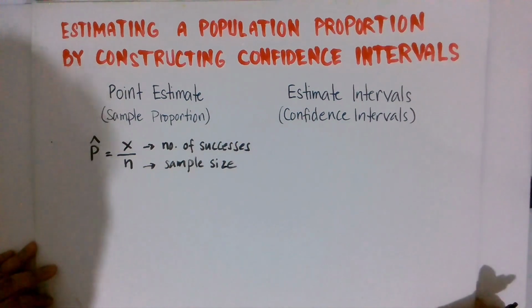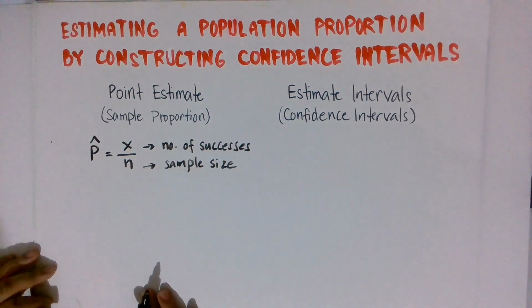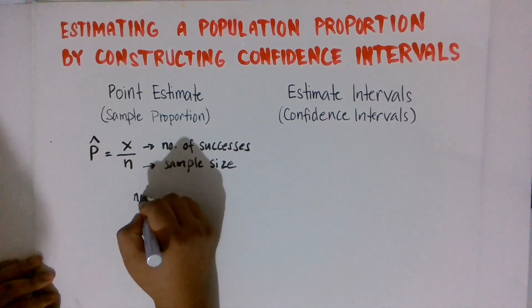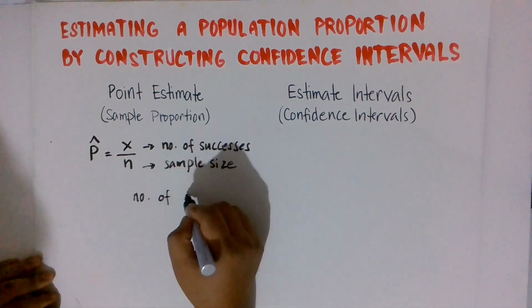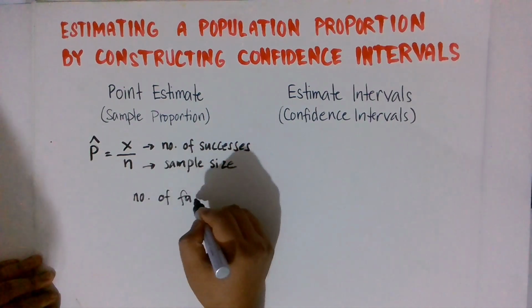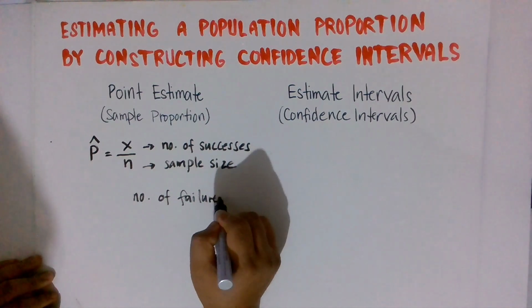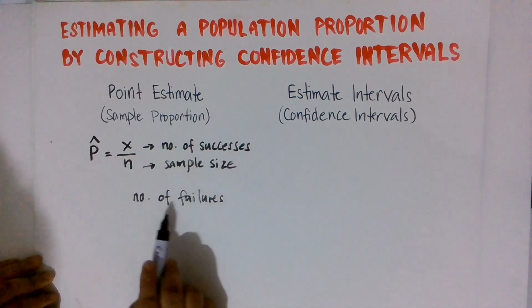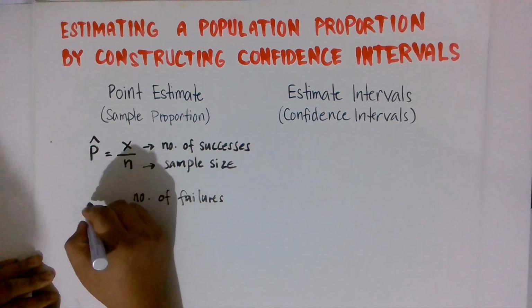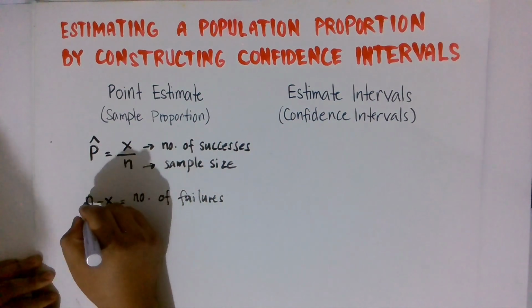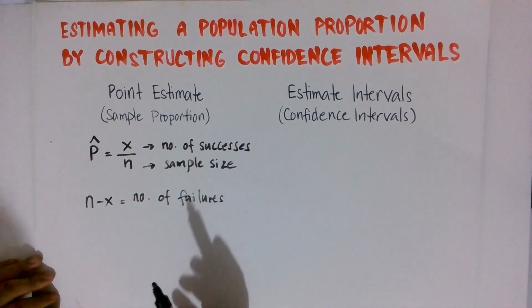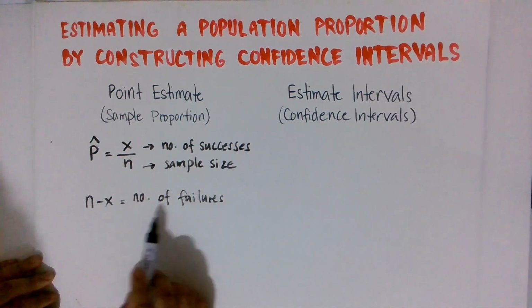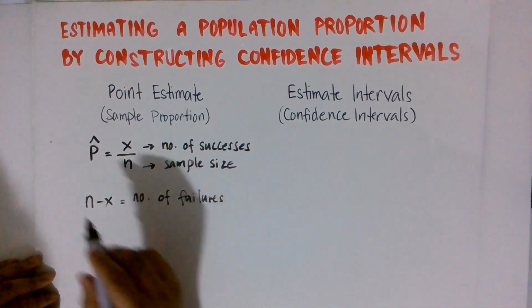Okay, now if X is the number of successes, therefore to determine the number of failures, okay, number of failures. So if X is the number of successes, now the number of failures is N minus X. Yan. So we will just subtract the number of successes to the sample size. Okay, and that's the number of failures.